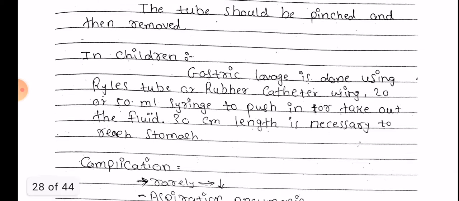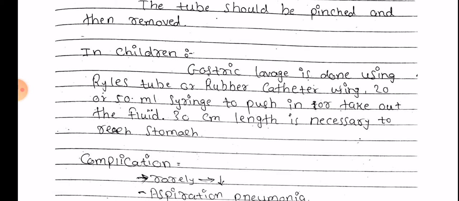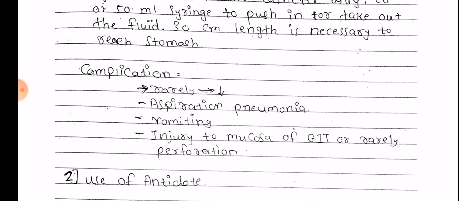In children, gastric lavage is done using Ryle's tube or rubber catheter using a 20 to 50 ml syringe to push in or take out the fluid. 30 centimeters length is necessary to reach the stomach. Complications are rarely seen. If they occur, they are aspiration pneumonia, vomiting, injury to mucosa of GIT, or rarely perforation.